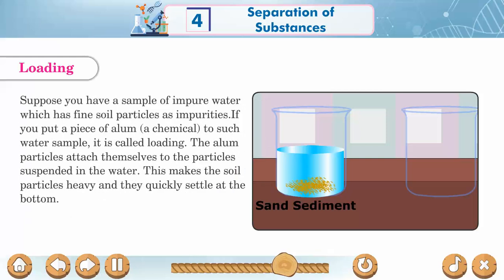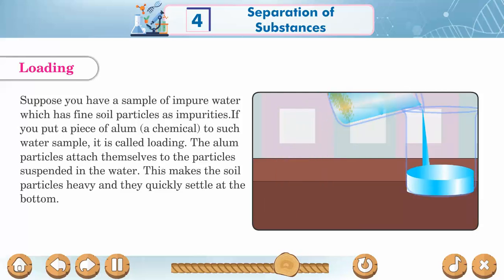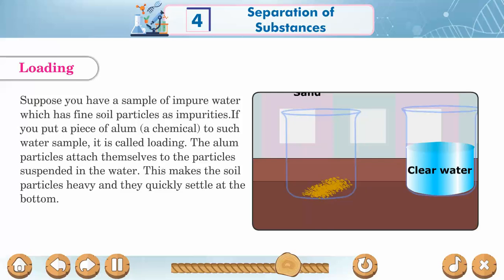Suppose you have a sample of impure water which has fine soil particles as impurities. If you add a piece of alum or a chemical to such water sample, it is called loading. The alum particles attach themselves to the particles suspended in the water. This makes the soil particles heavy and they quickly settle at the bottom.